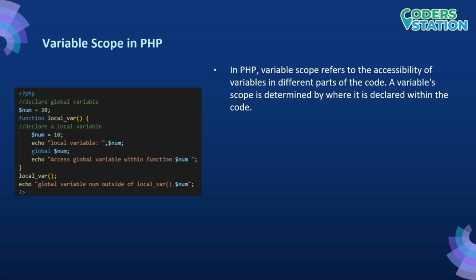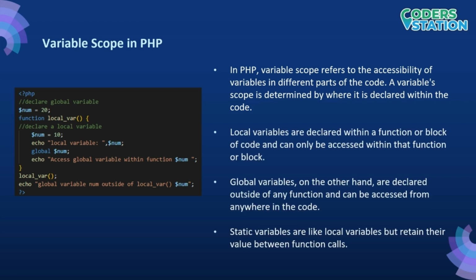There are three types of variable scope in PHP: local, global, and static. Local variables are declared within a function or block of code and can only be accessed within that function or block. Here you can see $num, which is declared inside the function local_var and has the value 10. It is a local variable and its accessibility is limited to this function block. It cannot be accessed outside the function.